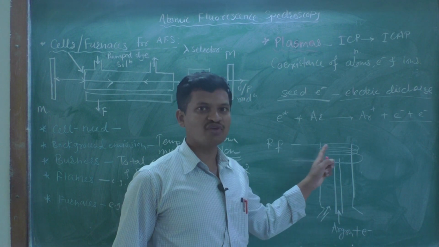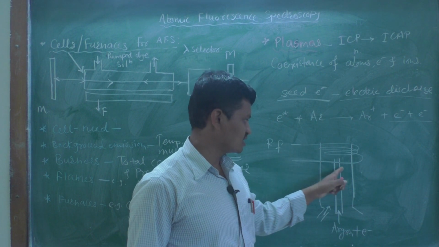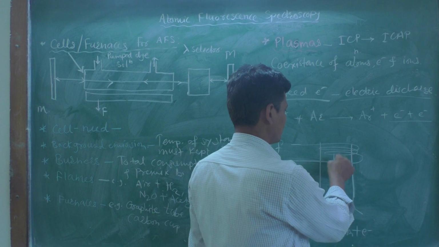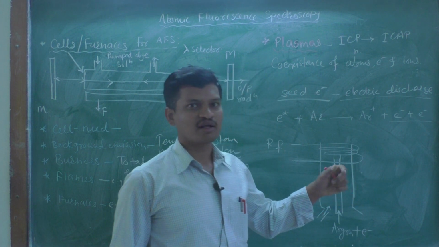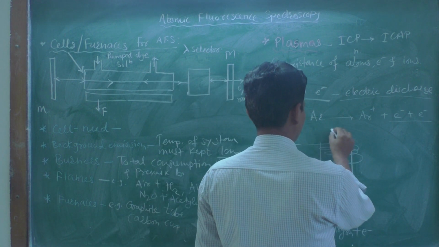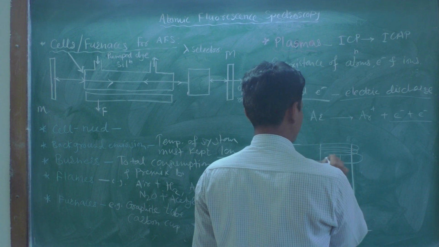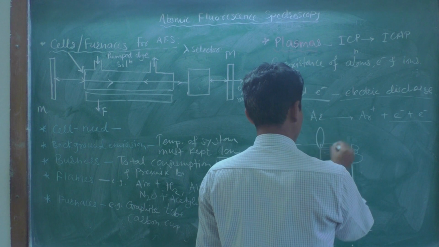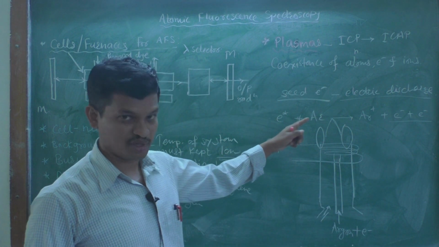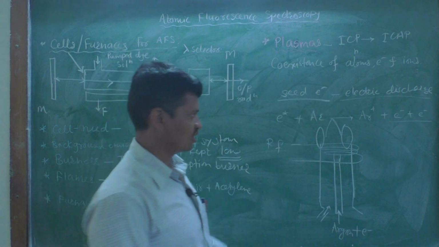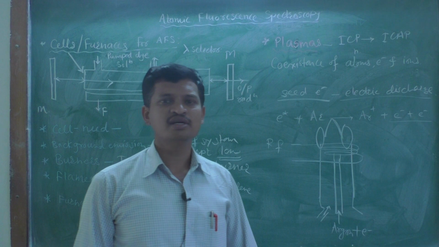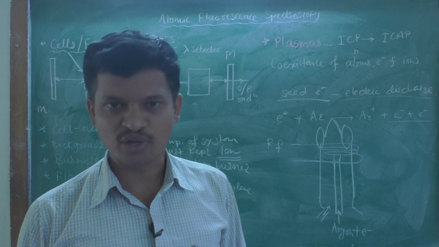Through this copper coil, radio frequency is applied at the top of this cylinder, and due to this, ionization of the argon gas takes place, and formation of plasma takes place in this region. This is the typical diagram of an ICAP, that is inductively coupled argon plasma, and this can be used as a source of electromagnetic radiations.